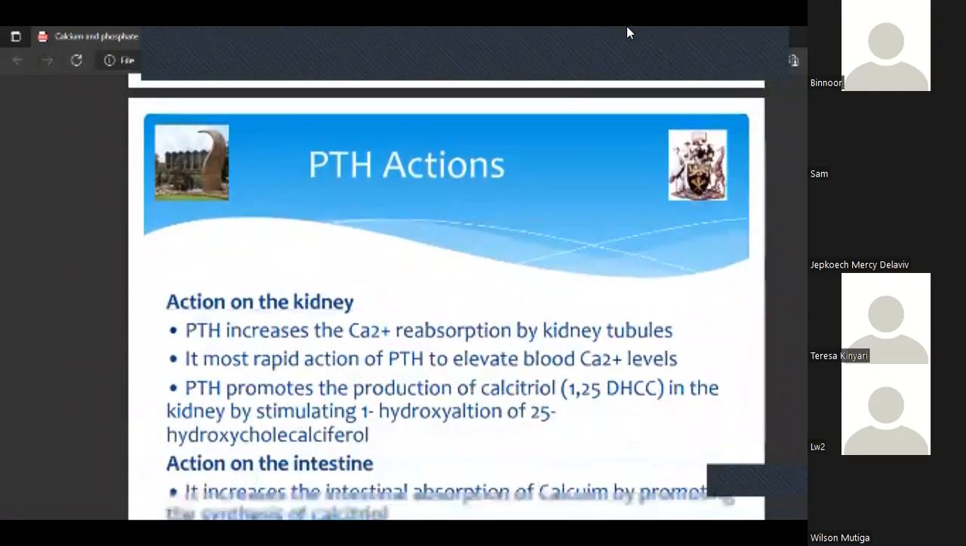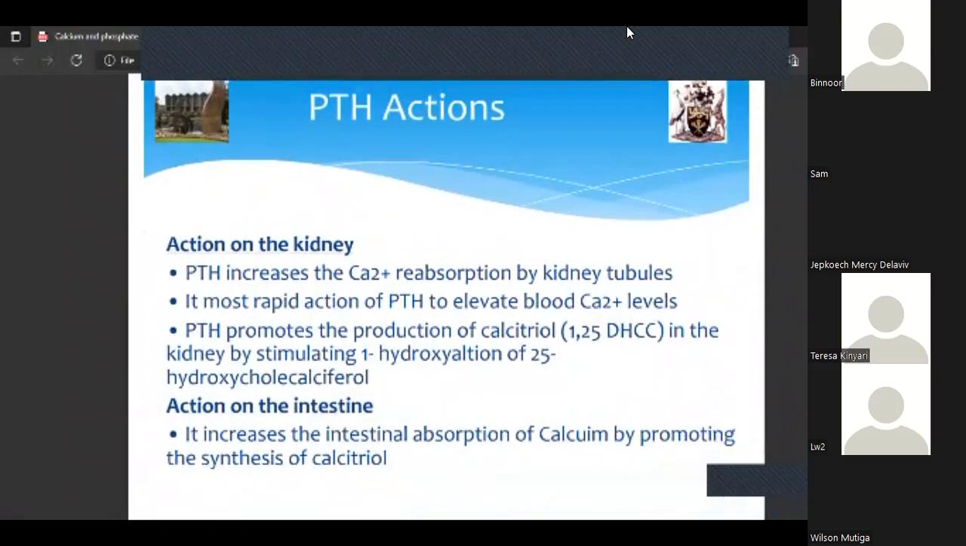Parathyroid hormone will act on the kidney by increasing calcium reabsorption in the kidney tubules, and there's a rapid action of elevating blood calcium levels. But it will also promote the production of calcitriol, which is 1,25 dihydroxycholecalciferol, in the kidney, and it does this by stimulating 1-hydroxylation of 25 hydroxycholecalciferol. In the intestine, it will increase intestinal absorption of calcium by promoting the synthesis of calcitriol.